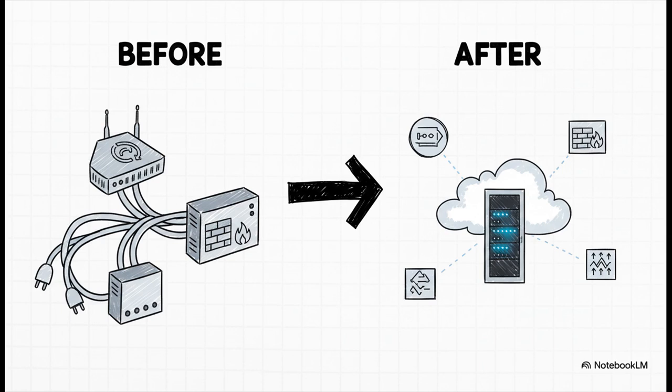Today, that's all changing. Thanks to a concept called network functions virtualization, all of those single-purpose boxes can just be replaced by software. Think of them like apps running on a powerful, standard server. This makes networks unbelievably flexible and so much faster to build and to change.